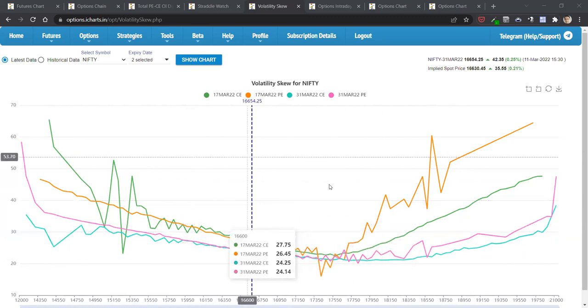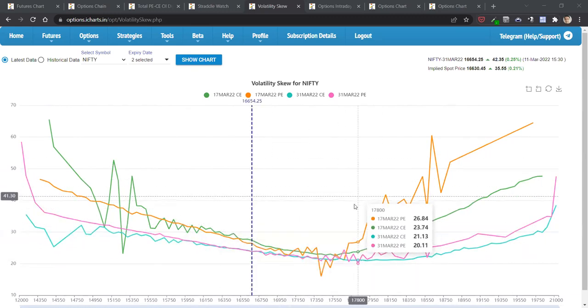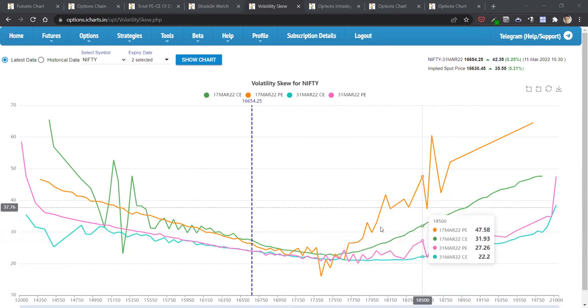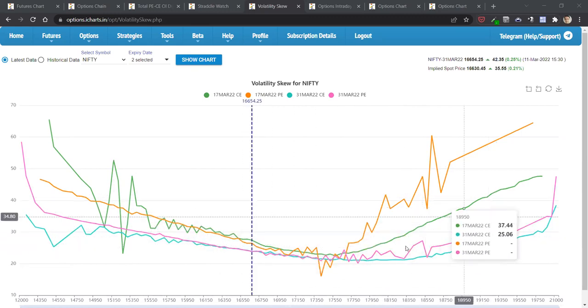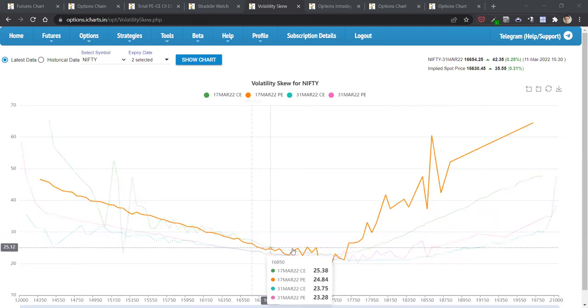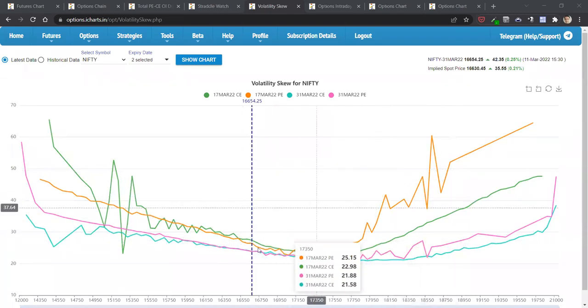So this chart is mostly for that, to observe the volatility distribution itself, and then take your calendar trades or diagonals, or even within the same expiry, which strike prices you want to sell versus which you want to buy. So you can do that using this chart.